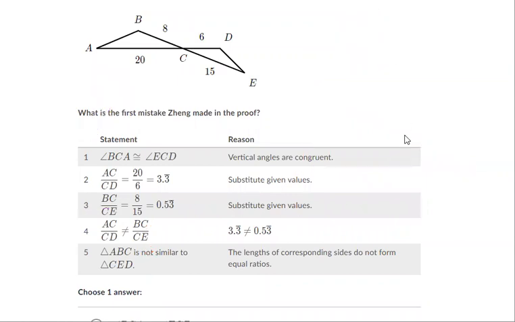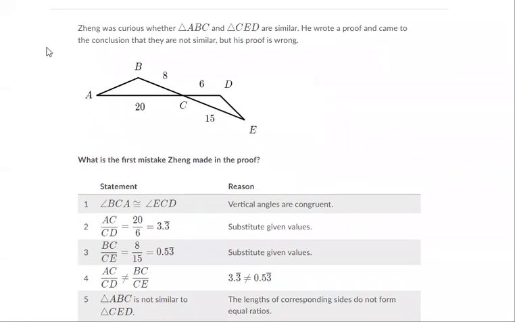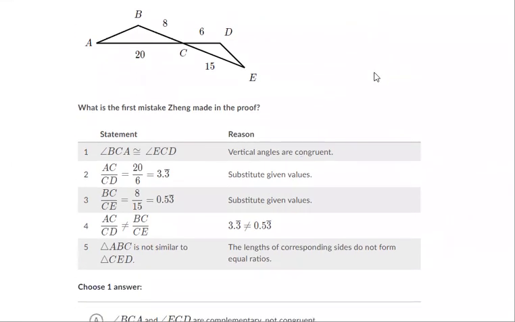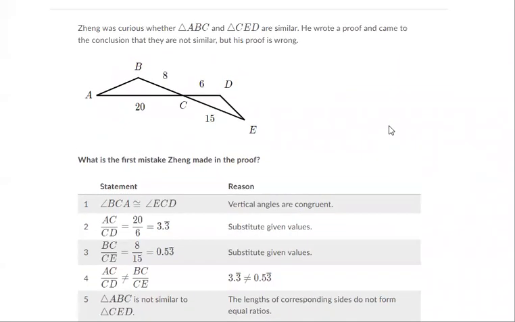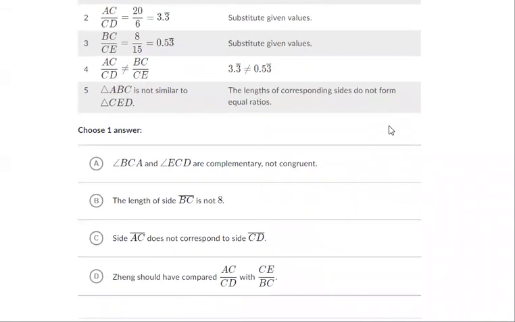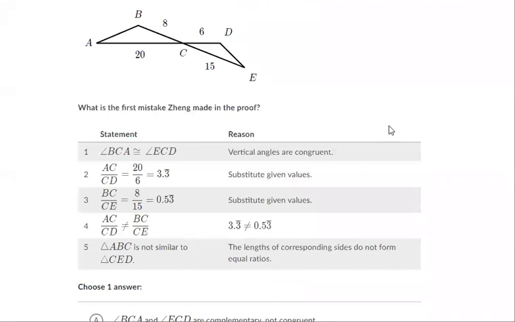So now we have a proof question, and the question was asking, the guy was curious if these two triangles are similar. He wrote the proof and came to the conclusion they are not similar, but the proof is wrong. Okay, so what is wrong with the proof? Before we see the choices, let me see what's going on. Make sure you remember angle-angle, side-angle-side, side-side-side. We have three ways to decide if the triangles are similar.